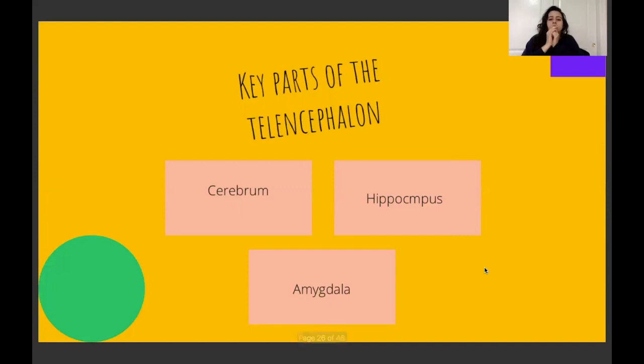Key parts of the telencephalon: cerebrum, hippocampus, which I totally spelled wrong. That should be campus with an A right there. And your amygdala.